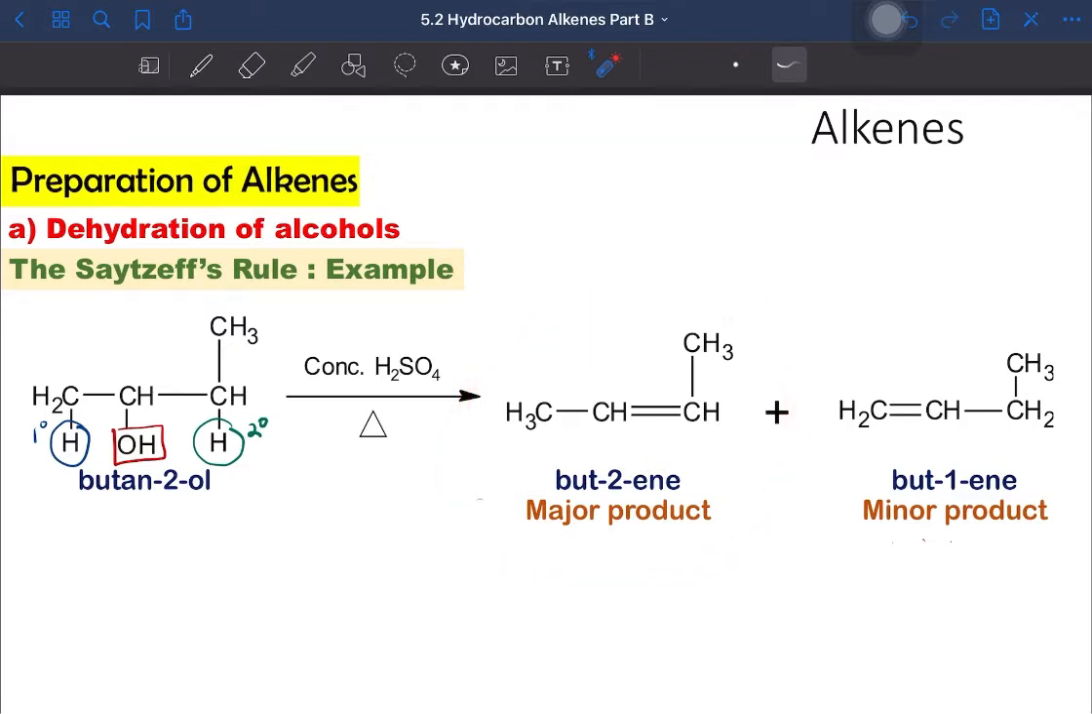So why is this product a major product? According to Zaitsev's rule, the major product will have more alkyl groups attached to the carbon-carbon double bond. So here we have 1 and 2 alkyl groups attached to this carbon-carbon double bond, while for this 1-butene, we only have this 1 alkyl group attached to the carbon-carbon double bond here. So this is the minor product, and this is the major product.